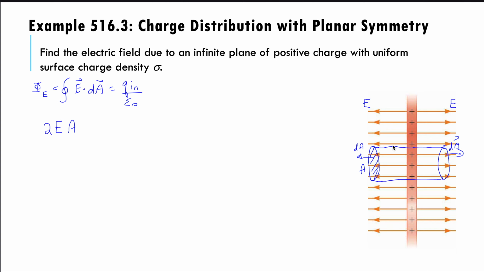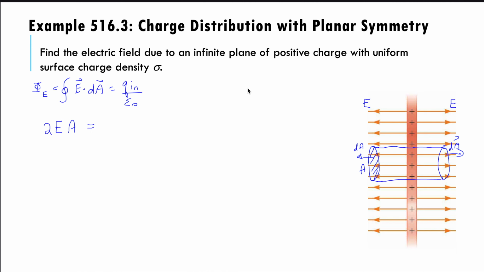We don't have to worry about the curved surface because the electric field is parallel to the curved surface at all points. None of this electric field, whichever way it's going, none of it goes through the surface since it's parallel. So there is no flux through the curved surface, only through the ends. So we have two ends that we have flux through, so 2EA on the left side, and then we need the charge enclosed.